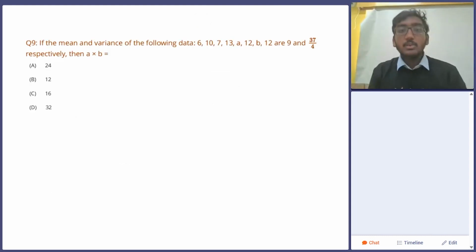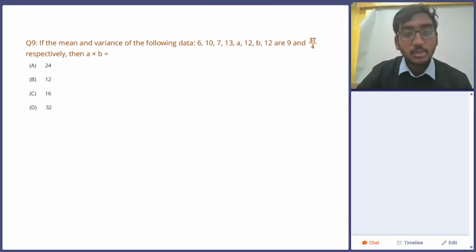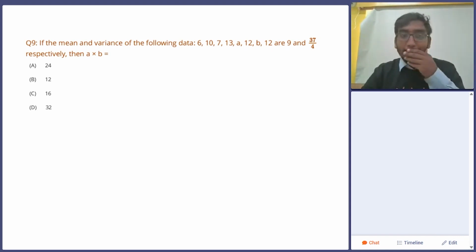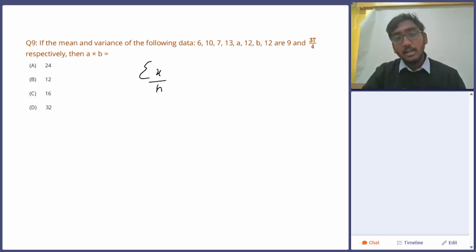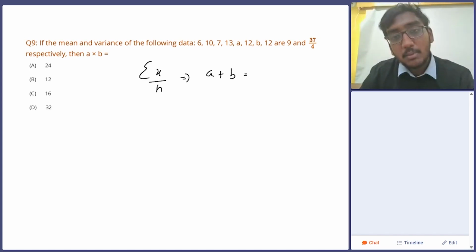Yes. So ninth question, this also seems to be a pretty simple question. What they have given, the mean and variance of the data is given, okay? And they are asking A to B, right? See, mean is what? Sigma x upon n, right? So if you add all these and divide it by the number of entries, you will get mean. That means from this you can very well say that A plus B will be what?